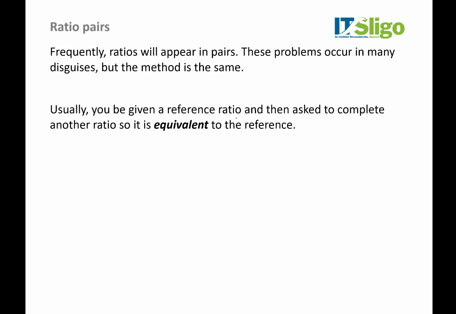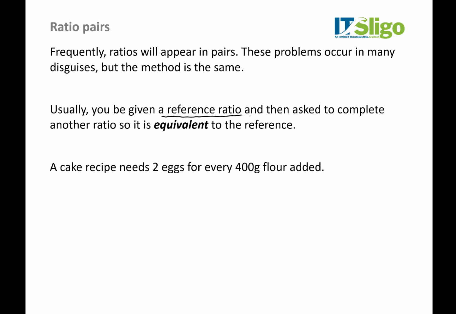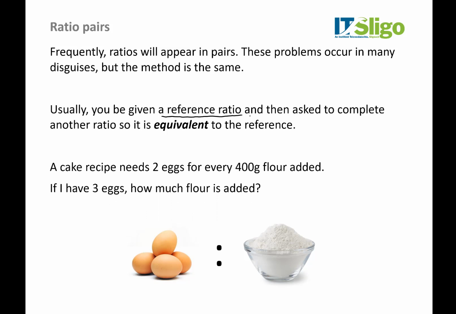So usually, guys, we're given a reference ratio in the problem, and then we're asked to complete another ratio so that it is equivalent, equal to the reference. So best explained by example. Say a cake needs 2 eggs for every 400 grams of flour added. Well, if we had 3 eggs, how much flour would I need to add in order to make the ratio complete? So here, guys, this is my reference.